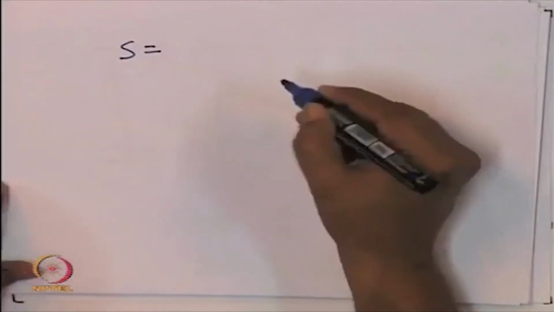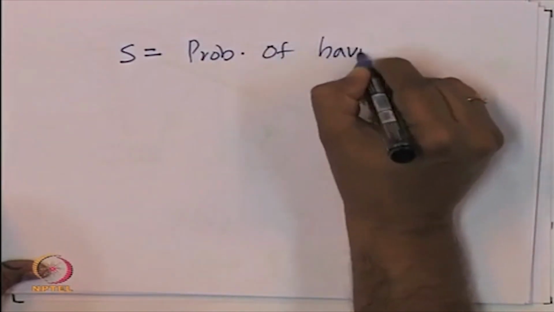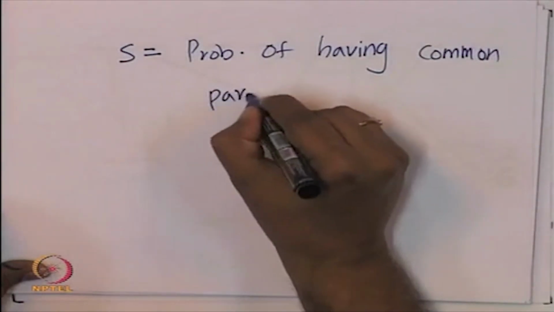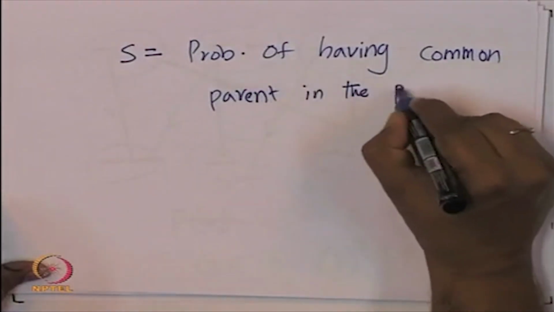So, what is the probability that t generations ago 2 individuals had a common ancestor? And the answer can be calculated from this model. So, let us imagine again a simple case. Let S be the probability of having a common parent in the previous generation.